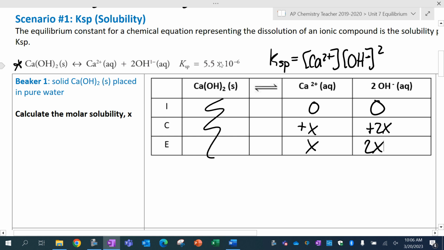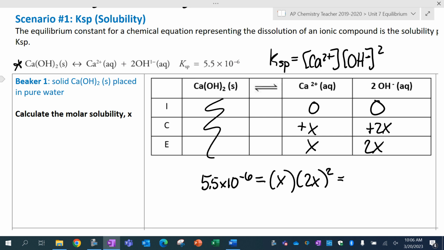So we know what K is. It's 5.5 times 10 to the negative 6. So that's my Ksp, 5.5 times 10 to the negative 6. My calcium concentration, we're using x to represent calcium, and then hydroxide is 2x, and don't forget to square it. Most common mistake is when people forget to square that. So 2x squared, I've got to remember to square the 2 and the x, and then multiply by x again. So that ends up being 4x cubed when I work that all out.